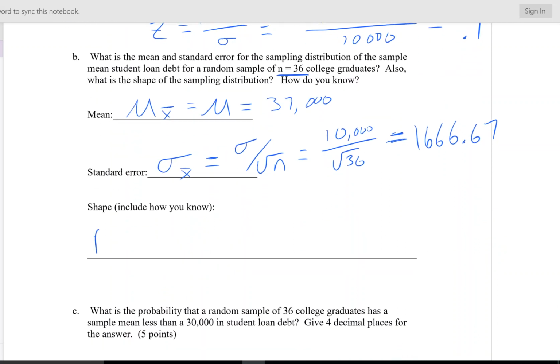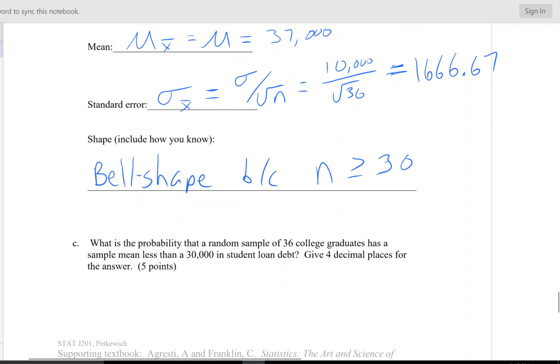All right, so I'm going to say here, bell-shaped. And we know that because n is at least 30. The other way we could have gotten the bell shape is if we were told the actual population distribution was bell-shaped, then the distribution of sample means would be bell-shaped regardless of the sample size.